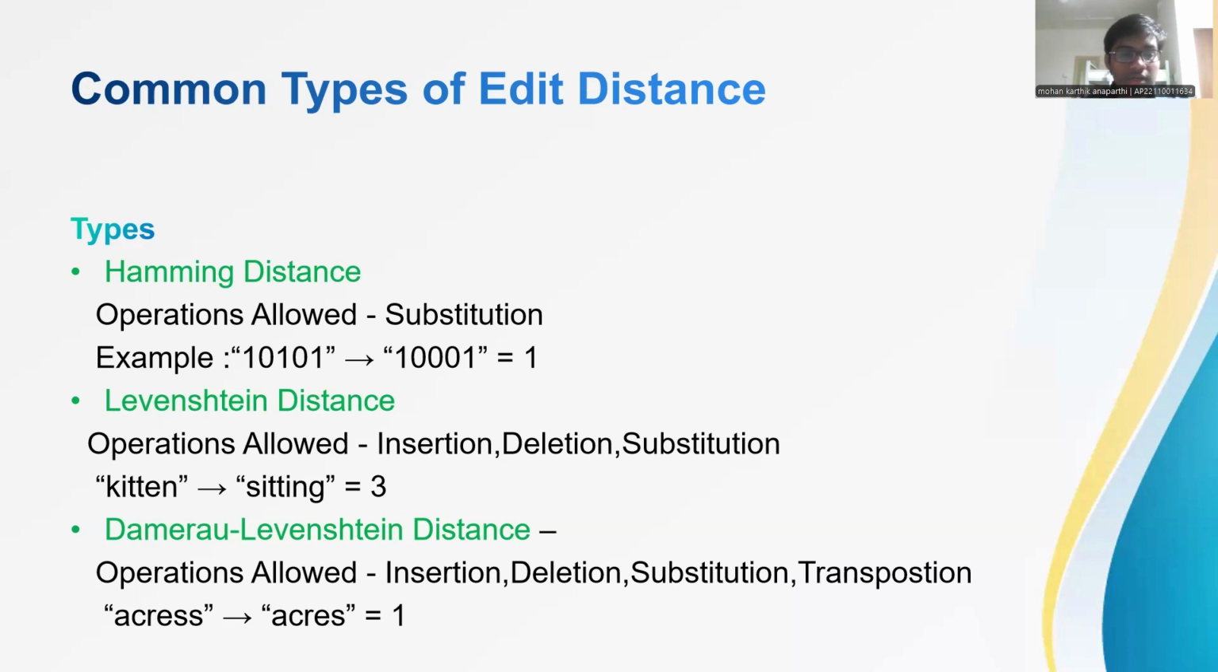Damerau-Levenshtein distance. Here the operations allowed are insertion, deletion, substitution, transposition. Insertion means adding a character, deletion means removing a character, substitution means we can replace one character with another character. Transposition means swapping two adjacent characters. Here occurs is a word. Here we have deleted a character S to become occurs. So the number of operations performed is 1, meaning the edit distance will be 1. These are the three common types of edit distance.